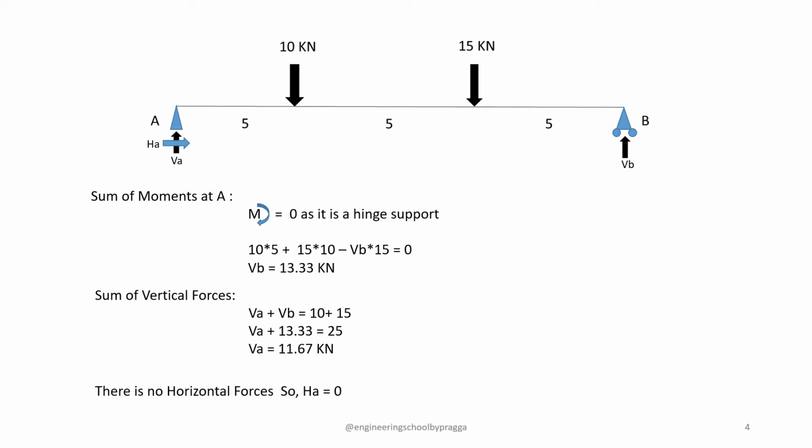Taking the summation of vertical forces, VA plus VB is equal to 10 plus 15, the downward forces, and from this we find VA is equal to 11.67 kilonewton. And there is no horizontal force at A, because there is no horizontal force on the other side, so obviously HA is equal to 0.